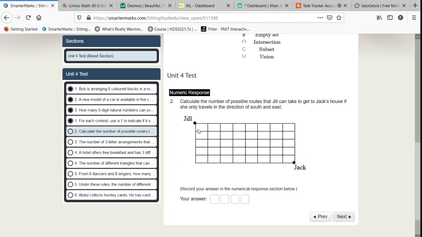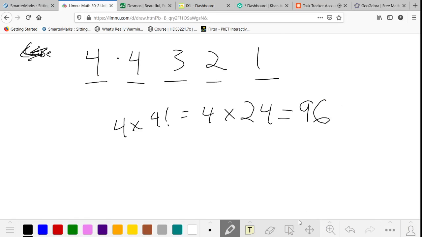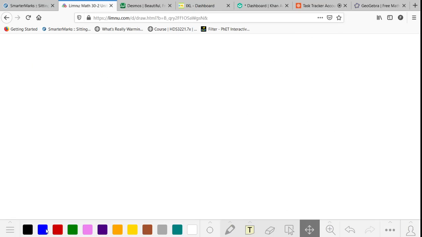All right, and another pathways problem. So we have 1, 2, 3, 4, 5, 6, 7, 8 blocks to go east, and 1, 2, 3, 4, 5 blocks to go down. Calculate the number of possible routes that Jill can take to get to Jack's house if she only travels south and east. 2, 3, 4, 5, 6, 7, 8 here, 5 here. So we're really permuting 8 easts and 5 souths.